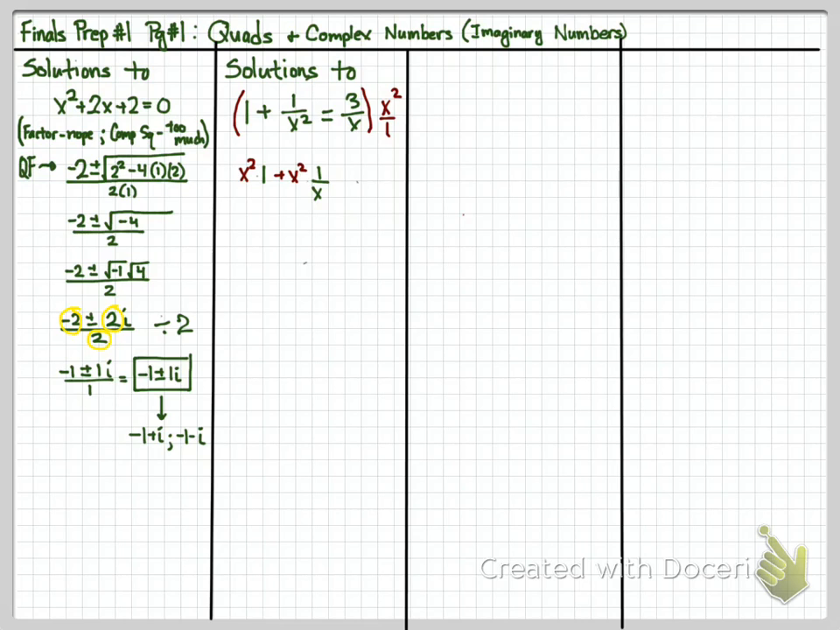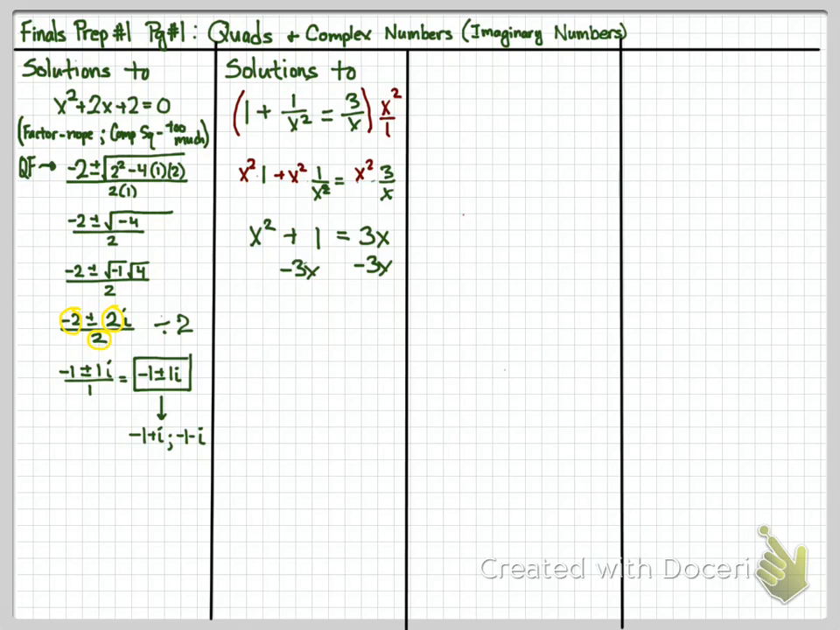Let me get that in there. Okay, that's fine. Next, multiply x squared to the 3 over x. So you're changing the look of it, but not the value. Okay, next line, x squared times 1 is x squared. The x squared times the 1 over x squared will cancel to be 1, and the x squared times 3 over x, one of the x's cancel, and you'll be left with 3x.